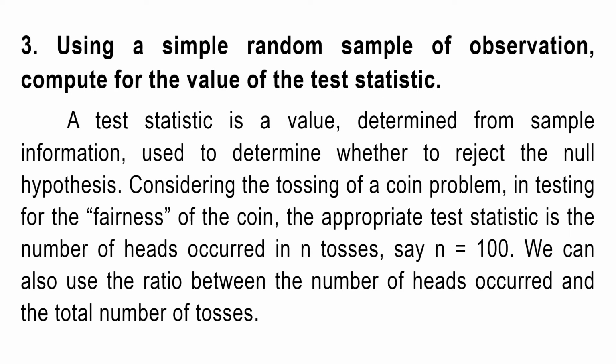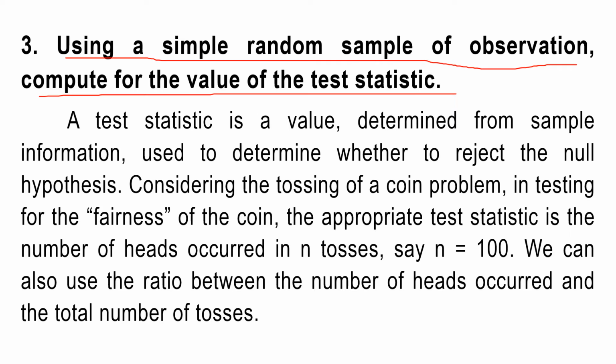So for step number 3, using a simple random sample of observations, compute the value of the test statistic. So right after identifying the most appropriate test statistic, we then move forward to the computed value that we compare to your critical values. So a test statistic is a value determined from sample information used to determine whether to reject the null hypothesis.